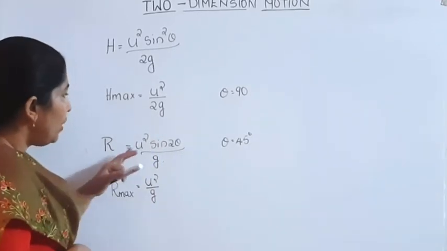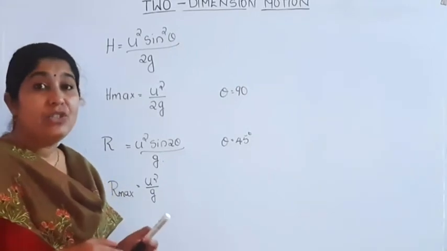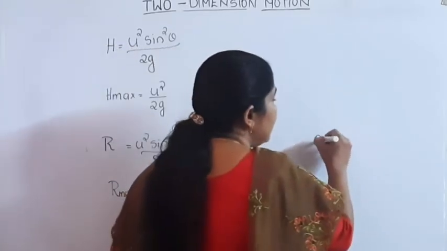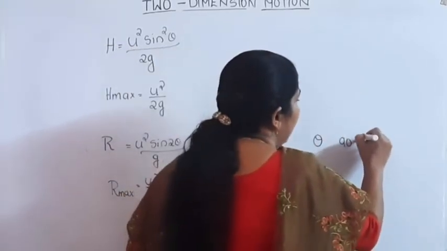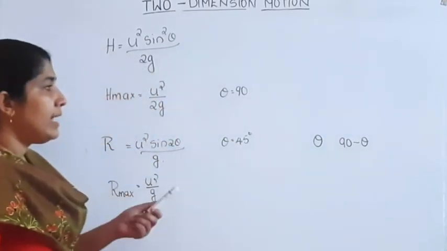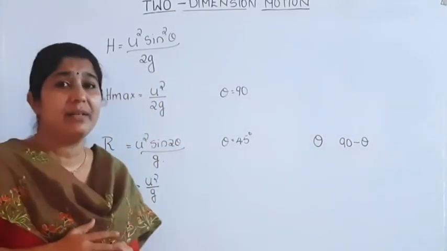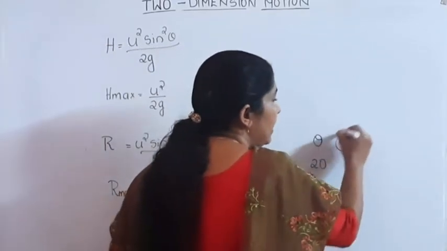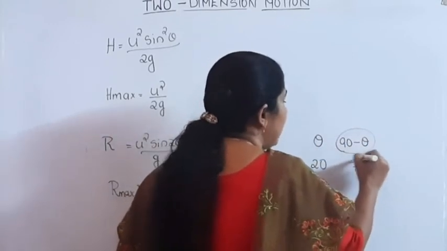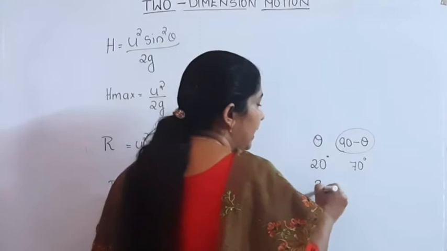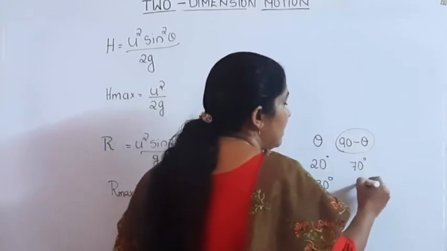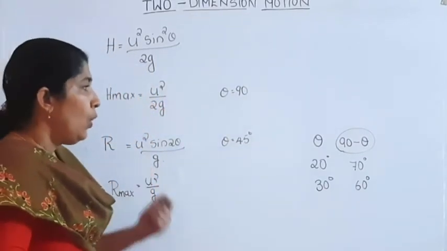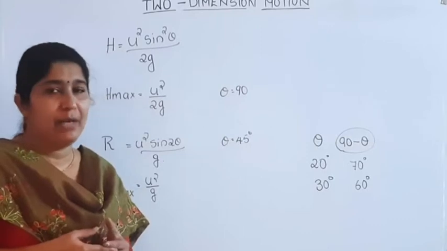For two different angles of projection, range becomes equal, and those angles of projection are theta and 90 minus theta. If theta is taken as 20 degree, then 90 minus theta is equal to 70 degree. If theta is equal to 30 degree, 90 minus theta is equal to 60 degree. At these angles, range becomes equal. These are the equations for projectile motion.